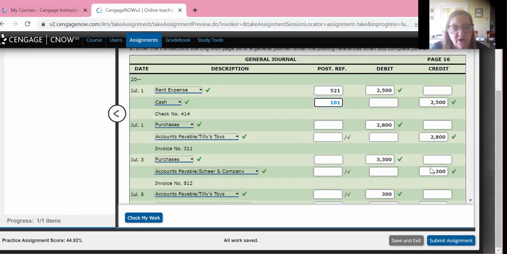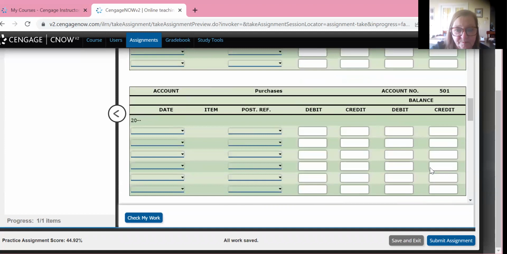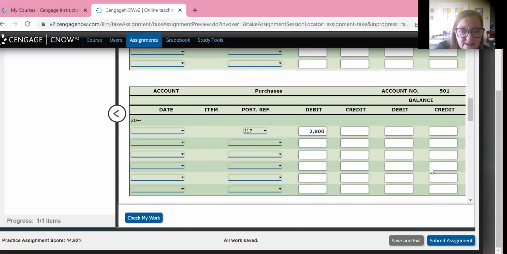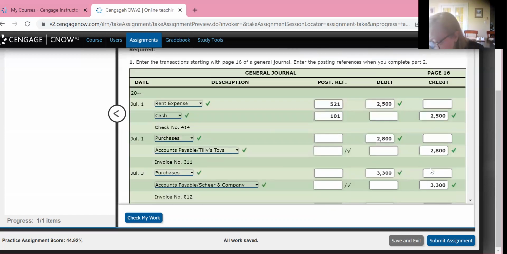I got those posted. Now I need to go to purchases and post a $2,800 debit. 2,800. It's also on page J16, not J17. And it is also on July 1st. So that's the only entry that's happened to purchases so far. So that's all I have in that account. That's the second entry. Purchases account is number 501.